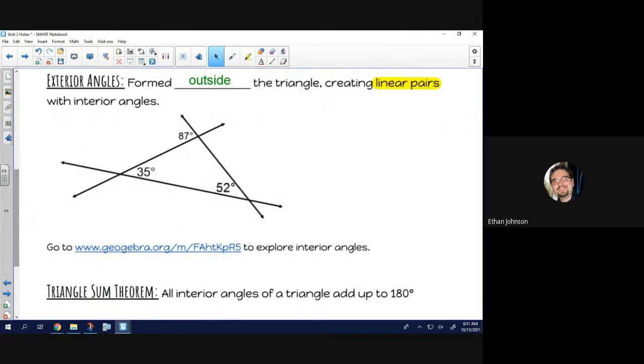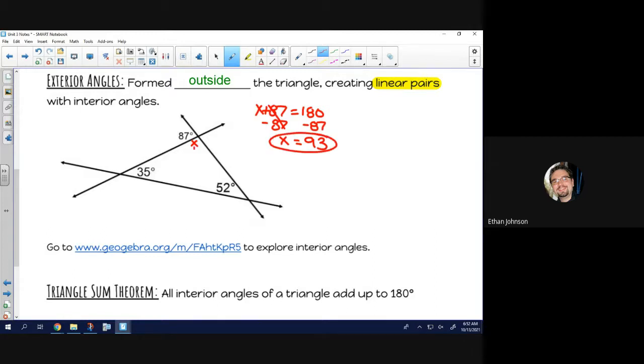So for example, in this problem, we know that the 87 is an exterior angle, it's outside. So if we want to find this interior angle, we're going to need to do x plus 87 equals 180. Subtract 87 from both sides, and we get x equal to 93. So that angle inside would be 93 degrees.